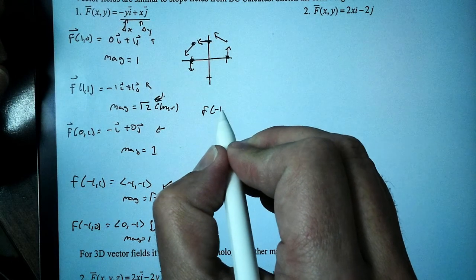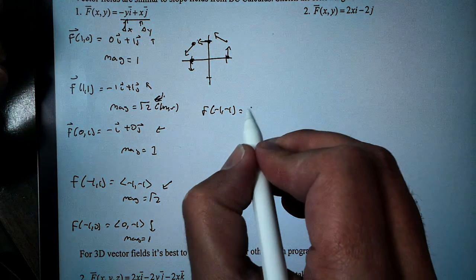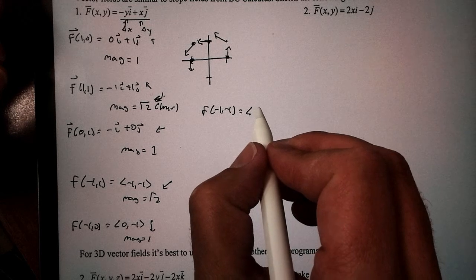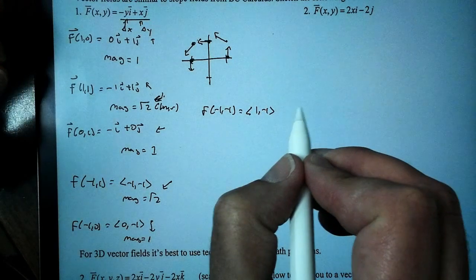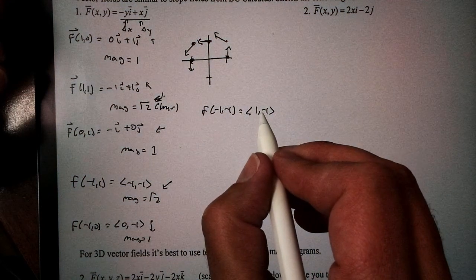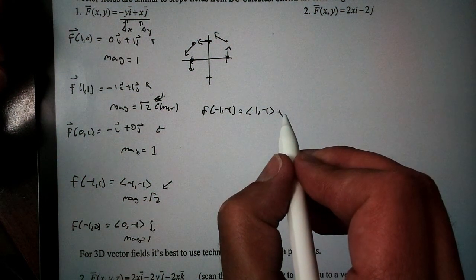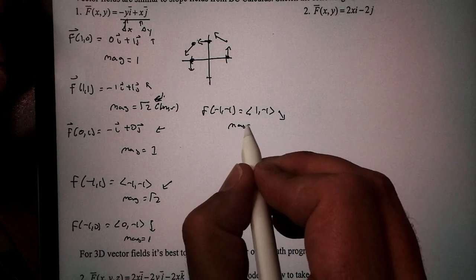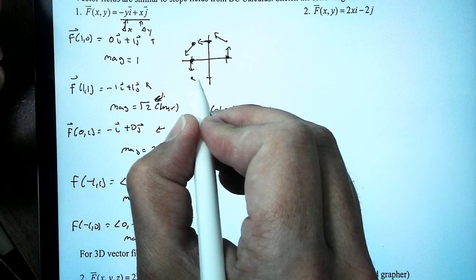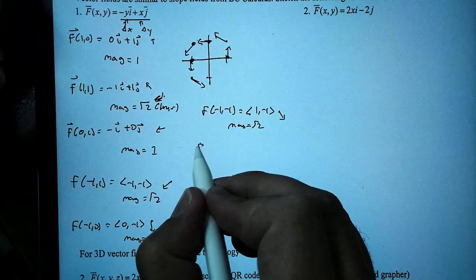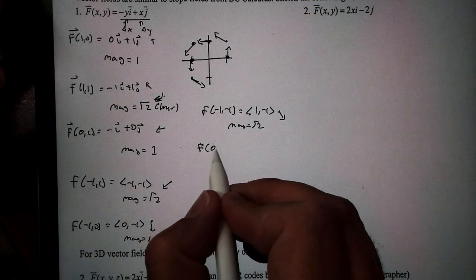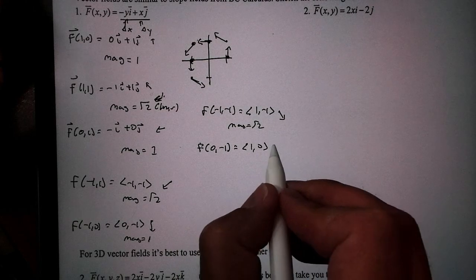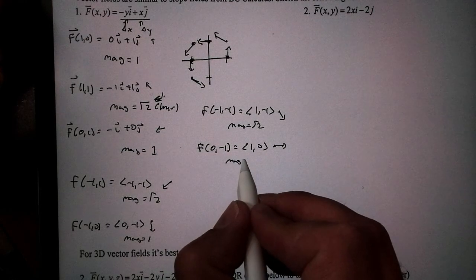What about -1, -1? Well, that's going to give me a vector of 1, -1. So which way is this going? It's going to the right and down. So right and down, like so. And its magnitude is going to be √2. Right there, √2. And my next one, what about 0, -1? Well, that's just going to give me 1, 0. So this is just moving to the right. And it has a magnitude of 1.